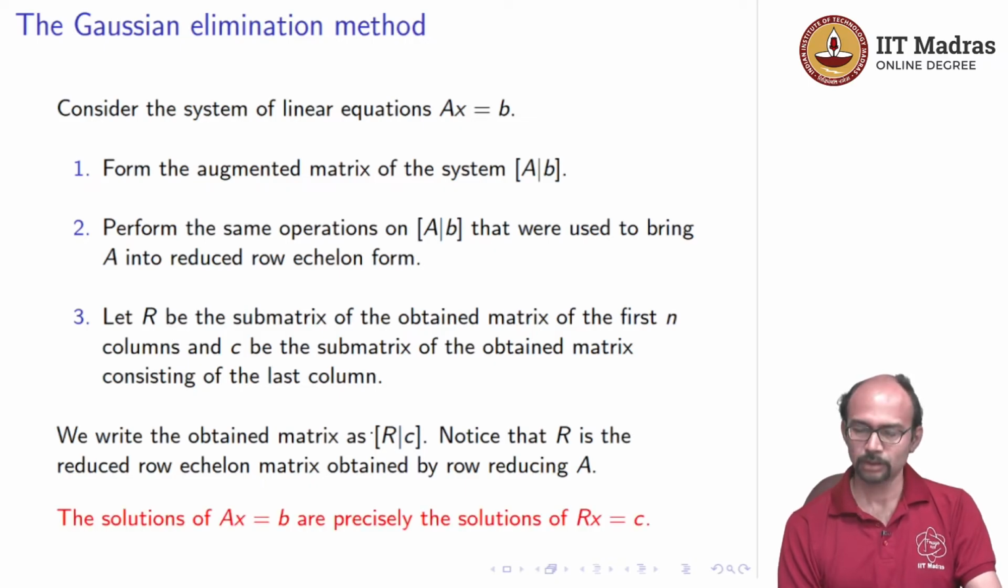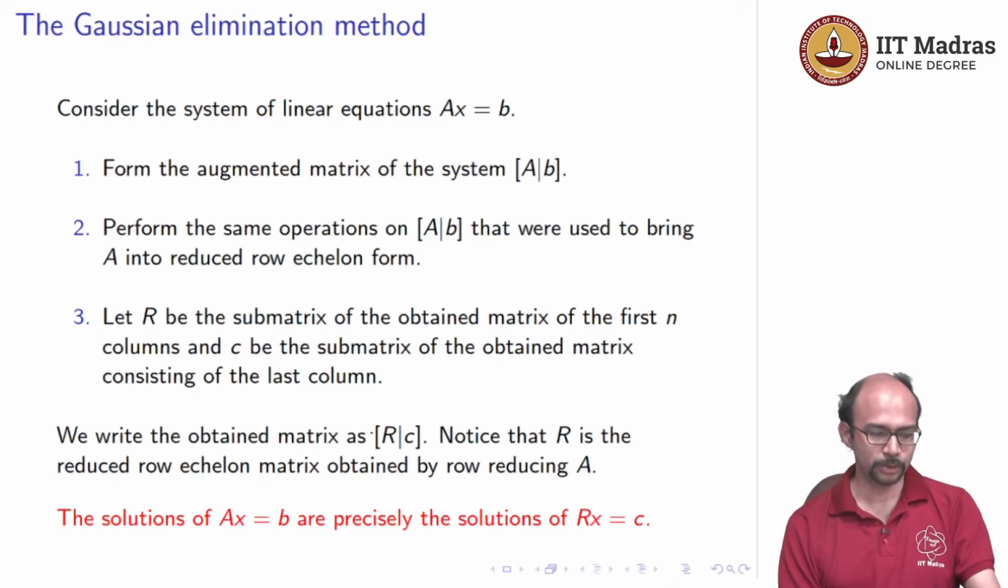So what's next? This is the main point, the crucial point, which is why the entire method works. The solutions of Ax equals B are precisely the solutions of Rx equals C. So what have we done? We have taken an arbitrary system of linear equations Ax equals B. We have performed some operations on the matrices occurring there. We have found two new matrices, R, which is of size m by n, and C, which is of size m by 1, where R is in reduced row echelon form, and when we take the corresponding system of linear equations Rx equals C, the set of solutions of Rx equals C is exactly the same as the set of solutions of Ax equals B.